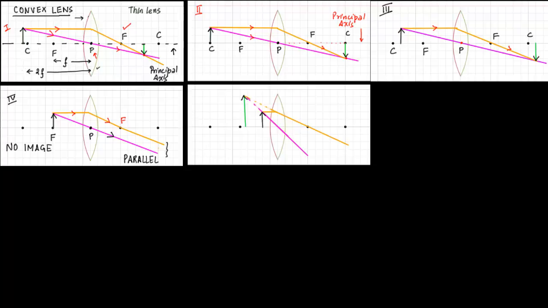Now case 5, you move the object. So this is the object in dark green, and now the object is between the lens and the focus. So the first ray of light we'll draw in orange. It goes like this, passes through the lens, bends, and goes through the focus.